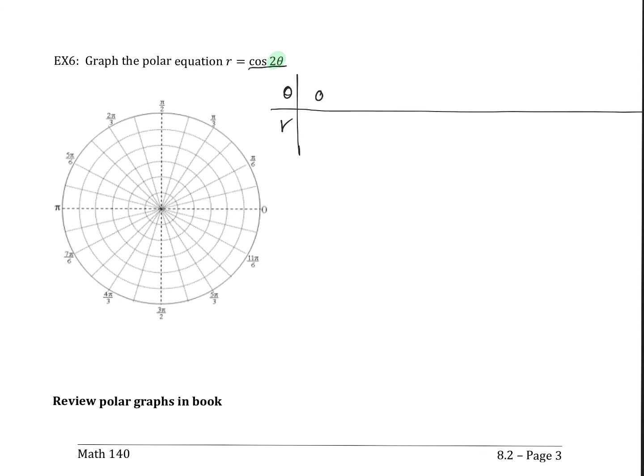Alright, so if I pick 0, that'll just be cosine of 0, which is 1. And then when we have cosine of, let's pick pi. What's cosine of 2 pi? Once again, how did I get the 2 pi? Well, when I plug in pi for theta, we'll get cosine of 2 times pi, which is cosine of 2 pi. And then cosine of 2 pi is going to be equal to 1. Let's go ahead and do pi over 6. So that'll give me a half. And then pi over 4 will give me a 0.